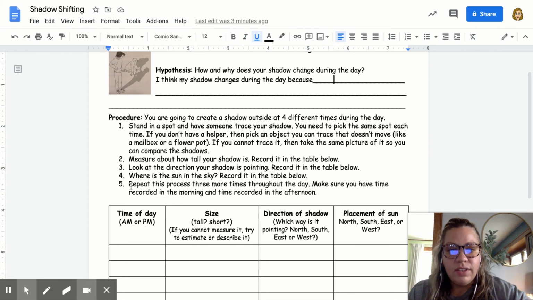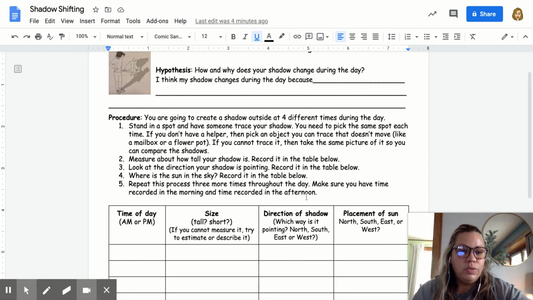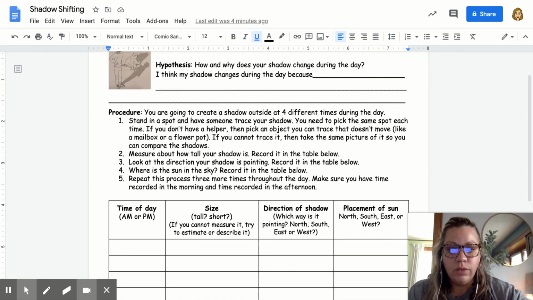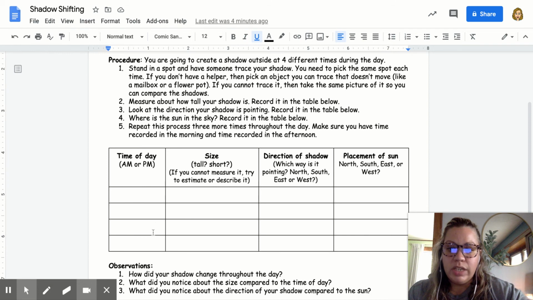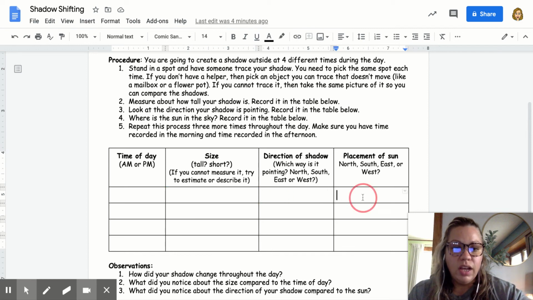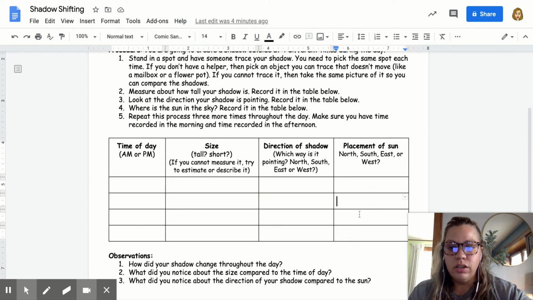So number 5 says, repeat this process 3 more times throughout the day. Make sure you have time recorded in the morning and time in the afternoon. So we say that because we want those gaps of time to be pretty large so you can see a change in your shadow. So you're going to do that 4 times and fill in the chart, making sure that you type it right in here because remember you will be assessed on filling in your chart.